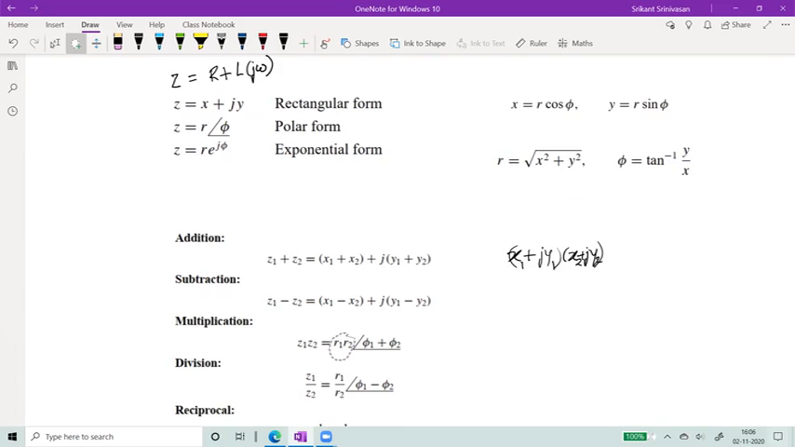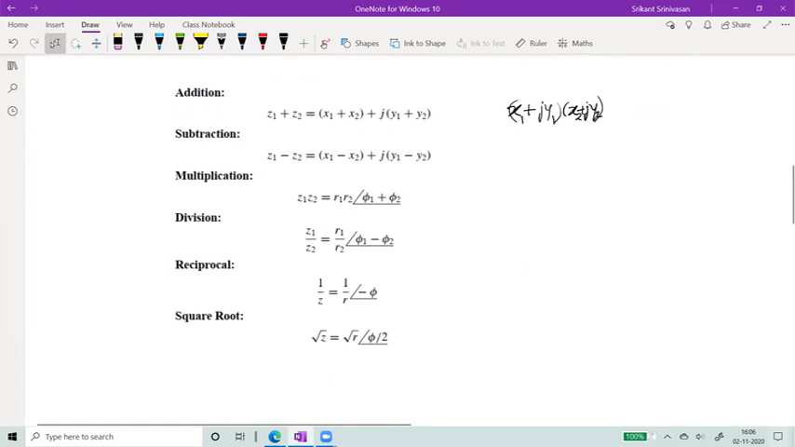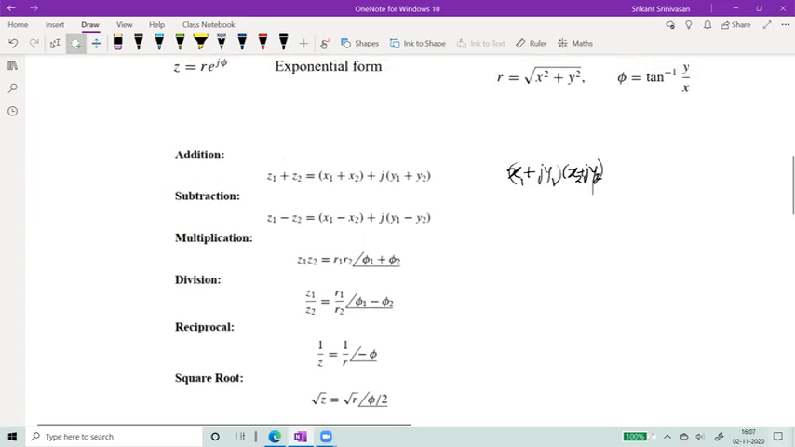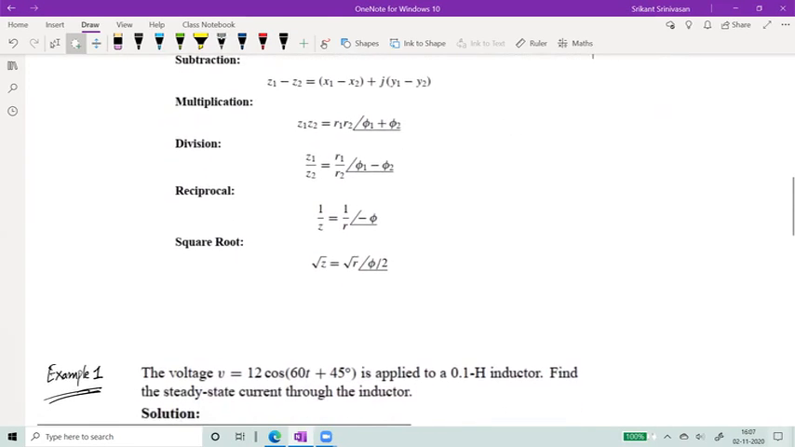Just multiply the magnitudes, add up the angles. Division means divide the magnitudes, subtract the angles, right? And similarly, if I want to take the reciprocal of a phasor, then it's 1 by r and angle minus phi. And the square root would be the square root of the magnitude and the angle divided by 2. So these are just some rules of phasor algebra.